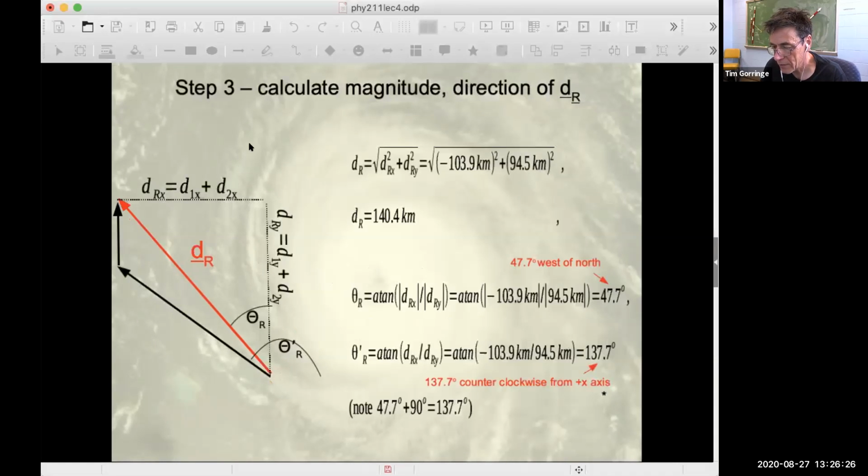Final step that I did. The final step was to take the x and y components of the resulting vector and turn them back into a magnitude and a direction of the resulting vector. That's going to be our final answer, because that's going to tell us how far the hurricane has traveled. So this is our final step 3. And again, this is not addition of the vectors. This is just changing the language of the vectors.